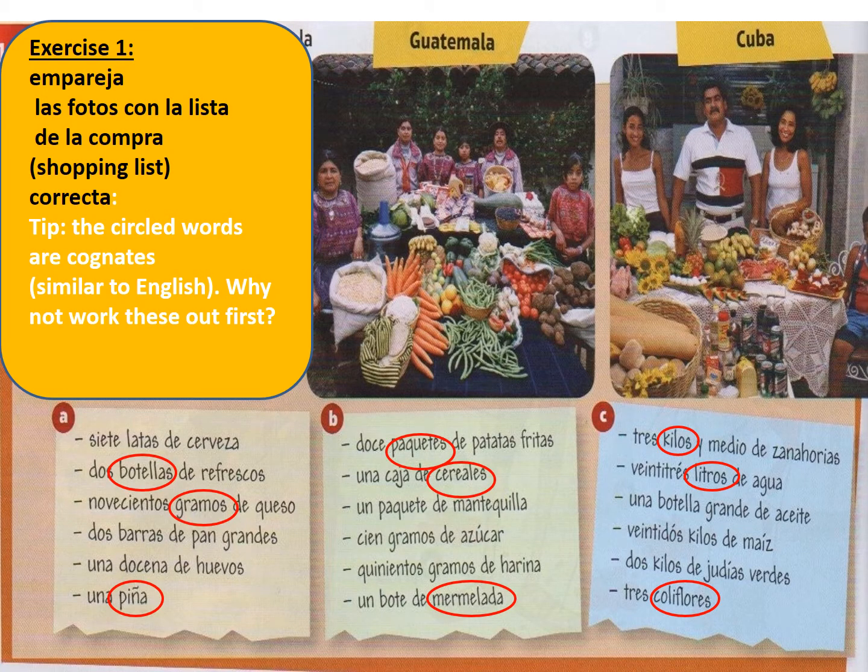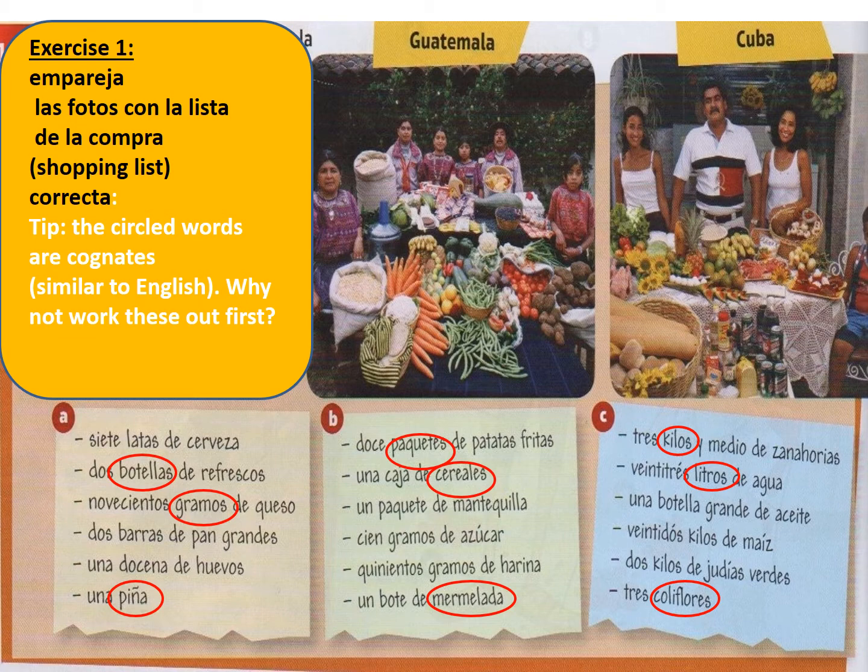Okay, exercise 1. Empareja las fotos con la lista de la compra correcta. So basically we want you to match up the photos with the correct shopping list below. You will see a family from Guatemala, a Spanish-speaking country, and Cuba, another Spanish-speaking country in Latin America. You will see on each of their tables they have a variety of foods and drinks. And below you will see A, B and C, which are 3 shopping lists.